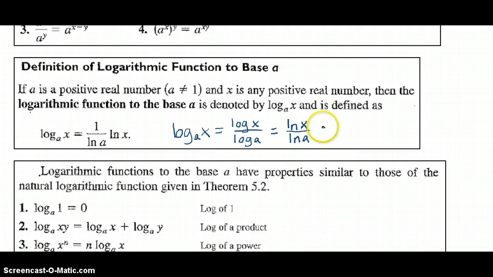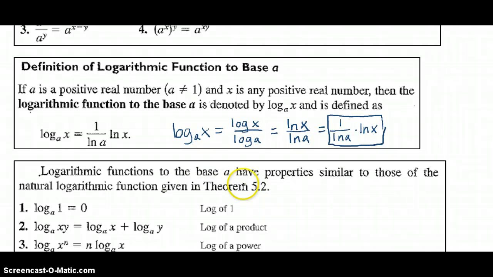And rewriting this, since a is just a number, we can put it out front as a coefficient, 1 over the natural log of a times the natural log of x. So this result right here was written back here, just didn't show the work to get there. So if you forgot the change of base formula, there it is.